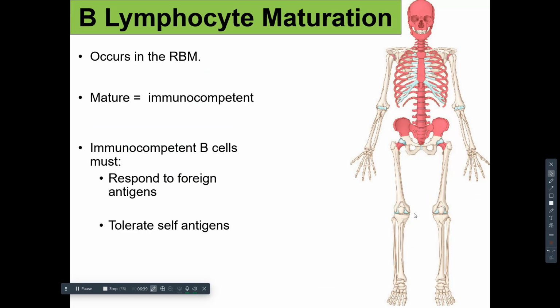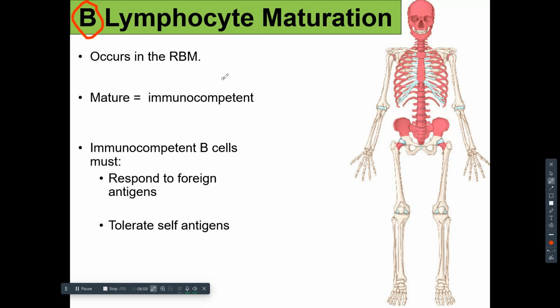Okay, what about B lymphocyte maturation? Well, it occurs in the red bone marrow. So the T in T lymphocyte stands for thymus. It's helpful to think that the B in B lymphocyte stands for bone marrow. It doesn't actually, but it's fun to pretend that.